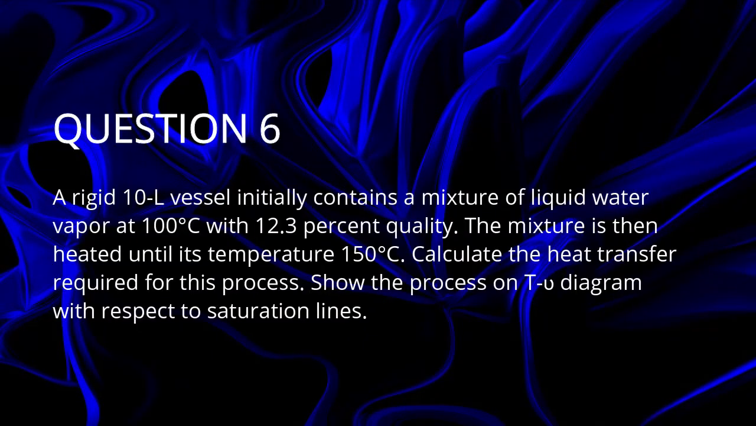Question number 6. A rigid 10-liter vessel initially contains a mixture of liquid water and vapor at 100 degrees C with 12.3% quality. The mixture is then heated until its temperature reaches 150 degrees C. Calculate the heat transfer required for this process and show the process on a T-v diagram with respect to saturation lines.